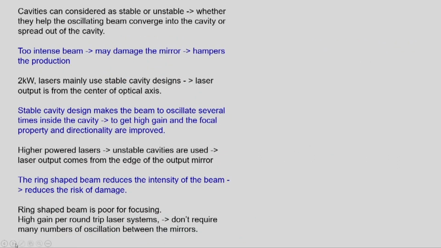Now, let us understand the stable and unstable mode of laser operation. As we have seen, in the stable mode, the beam is oscillating several times inside the cavity. So, how is it possible to have continuous oscillation of the laser beam inside the cavity? This is possible by using two spherical mirrors. So, consider this is mirror 1 and we have another spherical mirror, that is mirror 2.